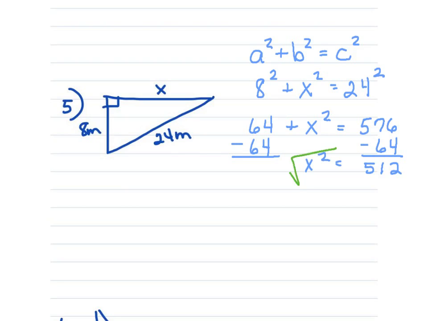Again, let me remind you that in order to isolate x, if x is being squared, the opposite of squaring a term is to find its radical or find its square root. Whatever I do to one side, I always have to do to the other. So the square root of x squared equals x, and I'll use my calculator to find the square root of 512. And so I'll always round to the nearest tenth. Okay, so rounded to the nearest tenth, I would have 22.6 meters.